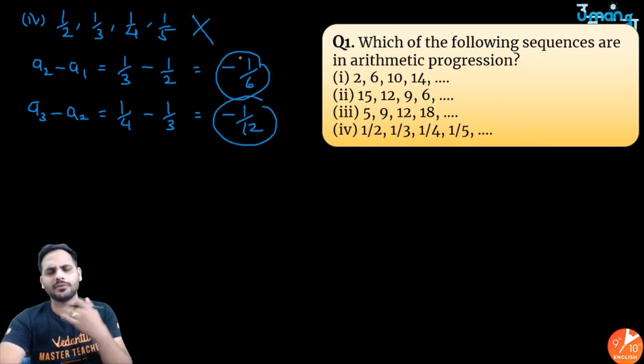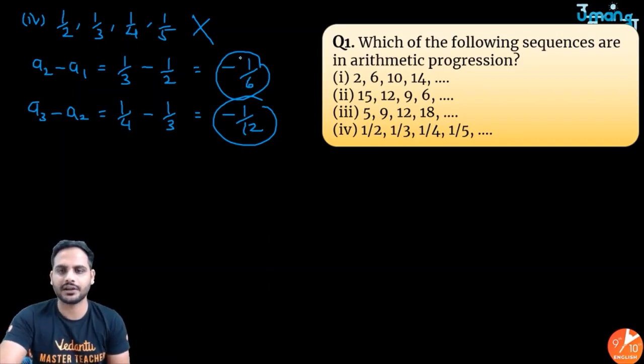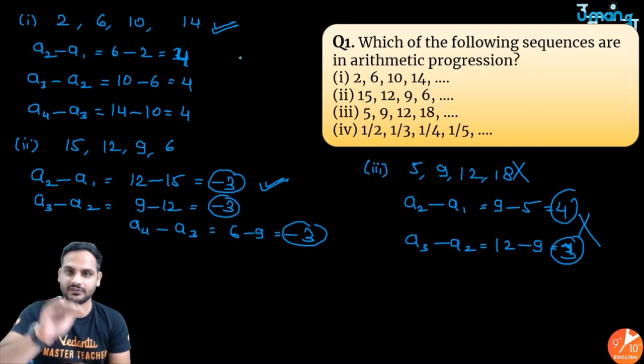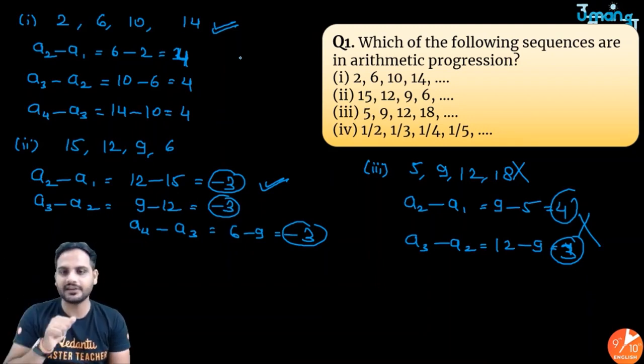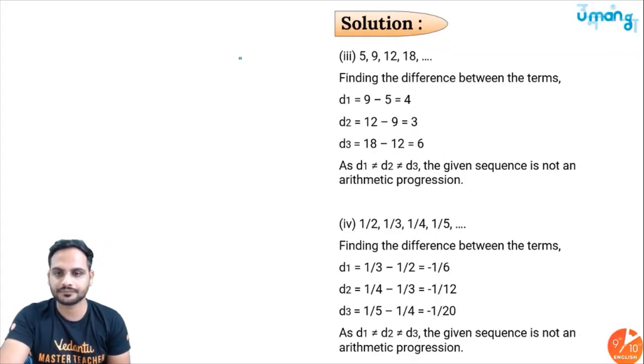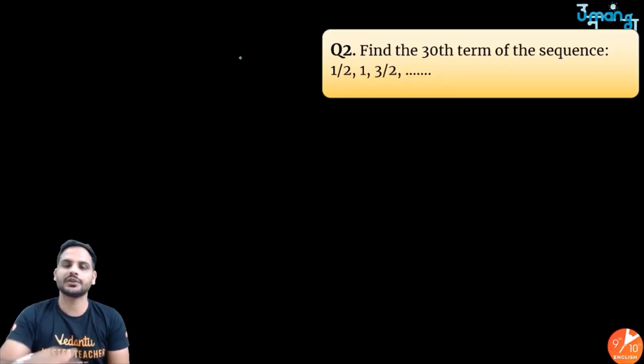Once we get to know the common difference is not the same, no need to solve it further. We can clearly say it is not an AP. So the first and the second one represent an AP. In that, the first one is an increasing AP, the second one is a decreasing AP, and the third and fourth do not represent any AP. Okay, chalo, let's go to the next question.